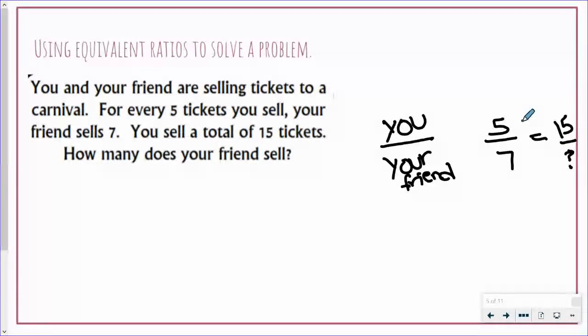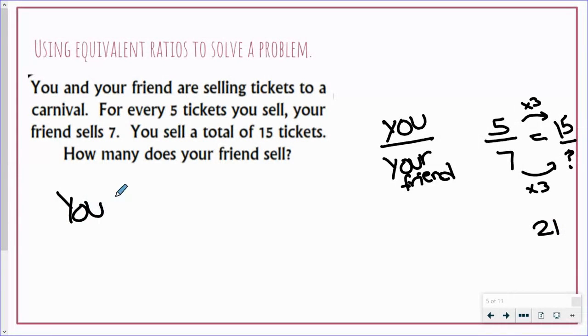Now we need to figure out, how did I go from 5 to 15? And that is going to be, we multiplied by 3. So now since I multiplied the tickets I sold by 3, I'm going to multiply the tickets my friend sold times 3 to keep it equivalent. 7 times 3 would be 21.